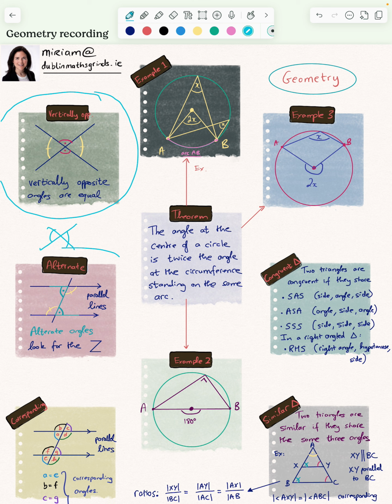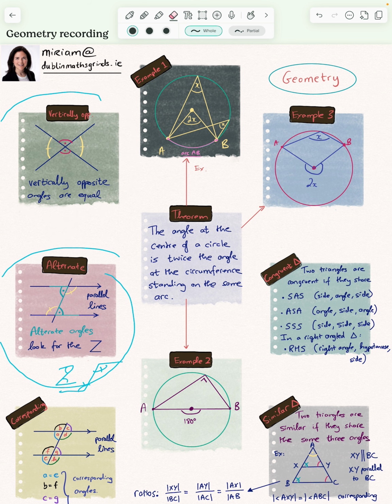If you see the Z shape, that gives you alternate angles. They're in the little kind of nooks of the Z. And then also watch out for the backwards Z shape. Those angles are also equal to each other, and they're called alternate angles. And every time you have to give a reason as to why two angles are equal to each other, you want to give one of these reasons: vertically opposite, alternate, corresponding, whatever the reason may be.